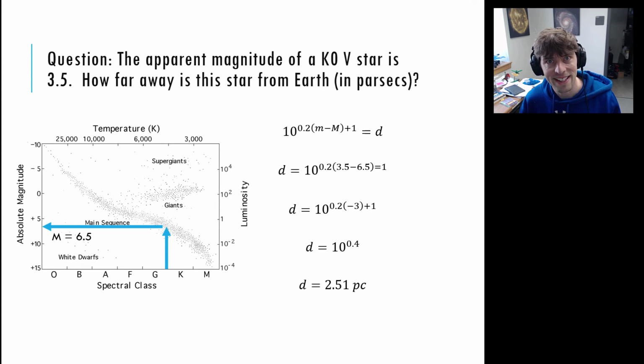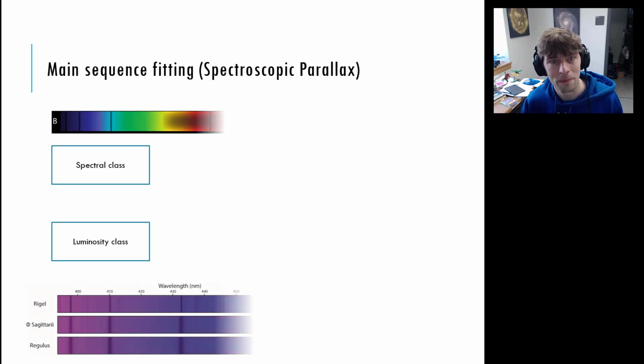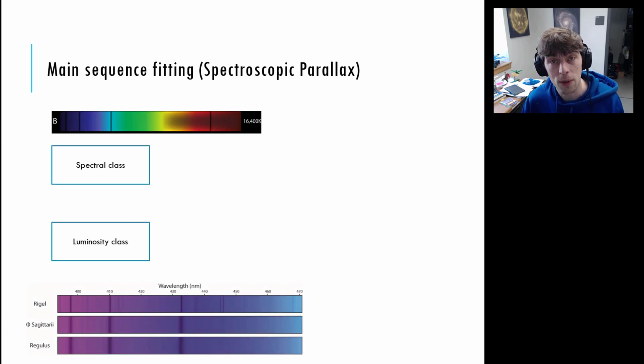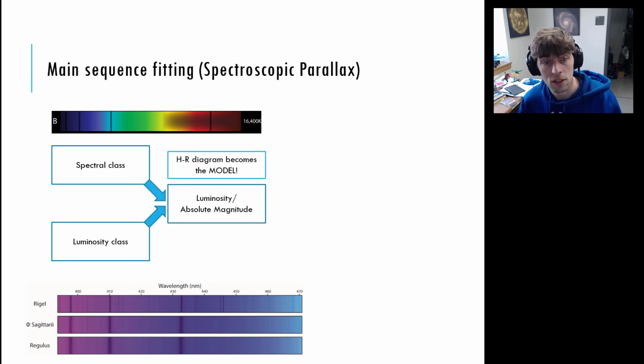You see it? Let me review it for you. This is how main sequence fitting works. Okay? We take the spectral class, we make sure that we have a luminosity class of 5, a main sequence star, and we use those to estimate the absolute magnitude or the luminosity of that star. In other words, okay, we are now using the HR diagram as the model.